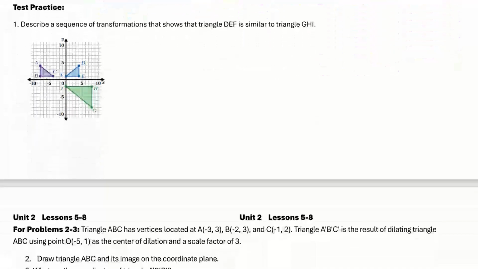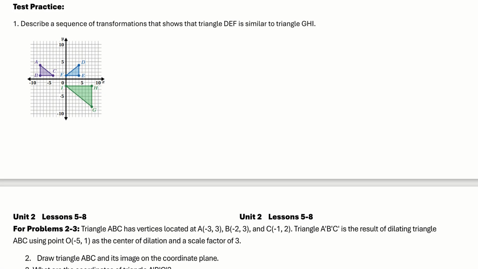So we are going to describe a sequence of transformations that shows DEF is similar to GHI. So I do not care or worry about A, B, C, so I'm going to get rid of those. So right away, I can tell that DEF has been dilated. So for me, I would start there because I might as well make it the same size, and then I can move on from there.